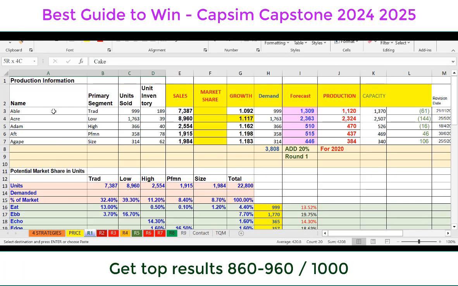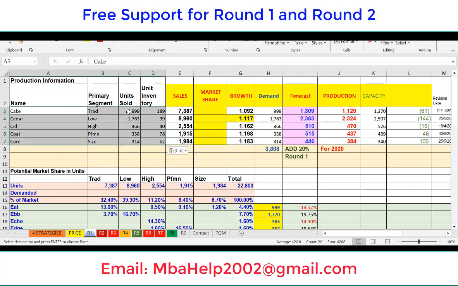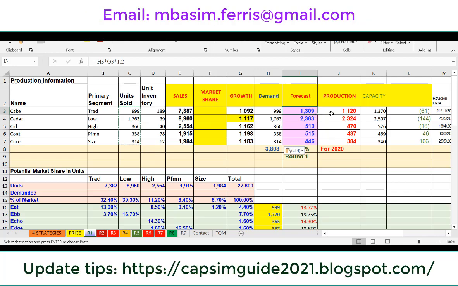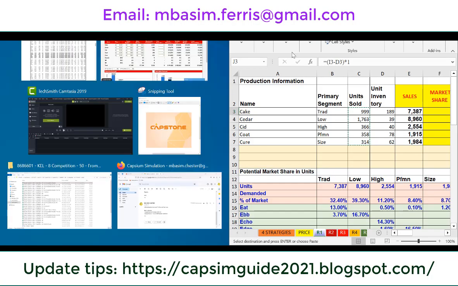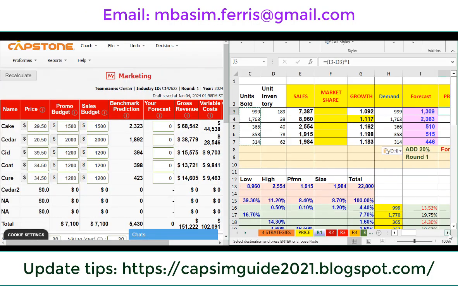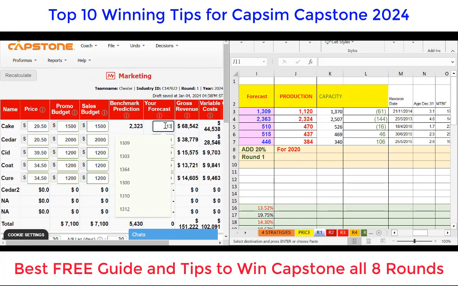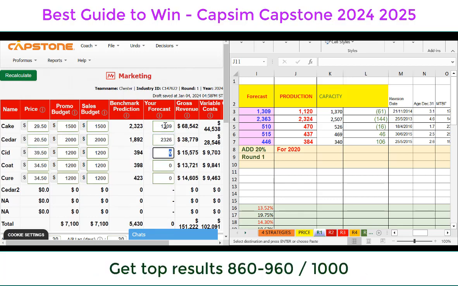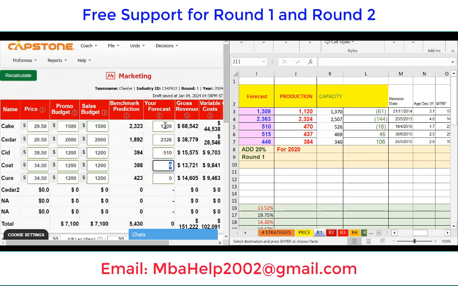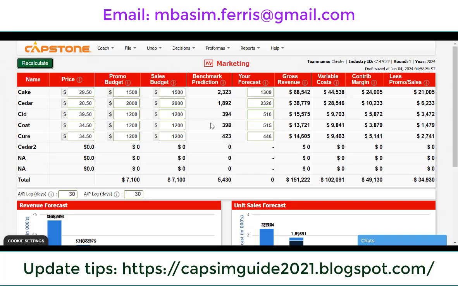So if you cannot create the Excel file, you can send emails. I will support you to create the Excel file. So this is the sales forecast and production. We can add about 10, 15 or 20% to avoid being stocked out and keep some inventory, right? 1309 and 2326 for low end, and 510 for high end, 515 for performance, and 446 for size. That's simple, right? But remember to calculate that.